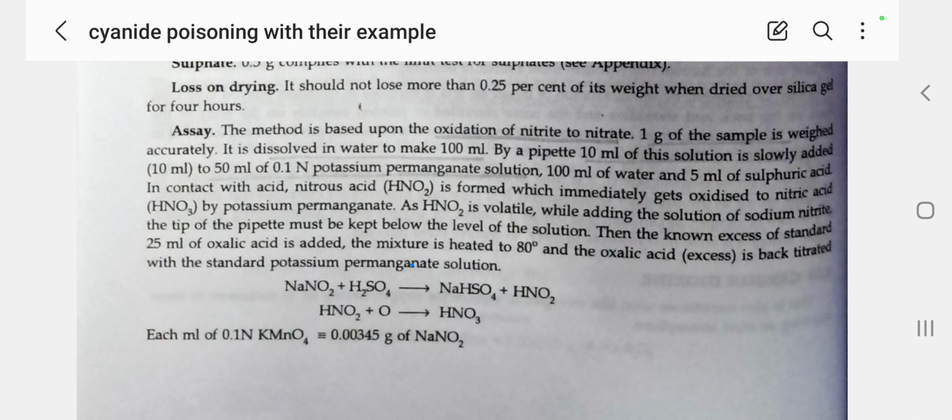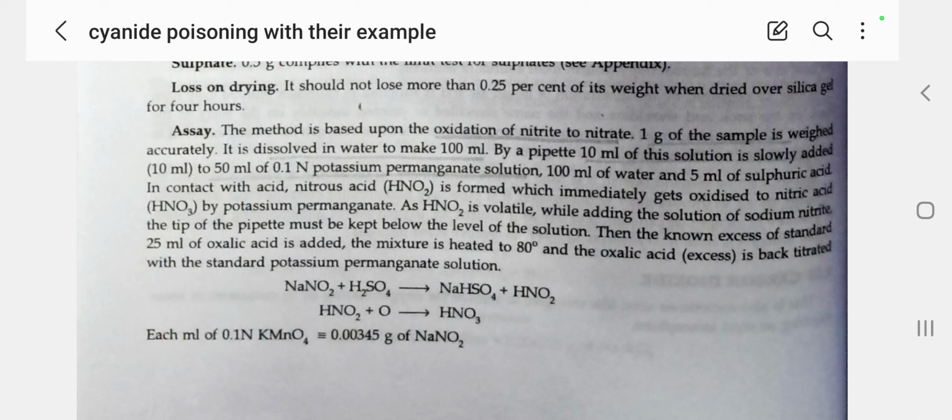Then a known excess of standard oxalic acid, 25 ml, is added. The mixture is heated to 80 degrees Celsius and the excess oxalic acid is back titrated with the standard potassium permanganate solution.